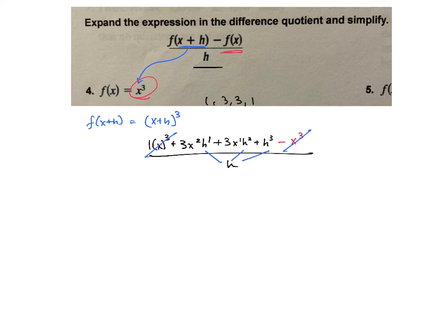So if I have 3x squared h over h, what happens? The h cancels. So what am I left with? A 3x squared. And then I have 3x h squared over h. So what does that become? A 3xh. And then plus, I have h cubed over h, which is now just h squared. And so that would be my answer for this one. Okay?